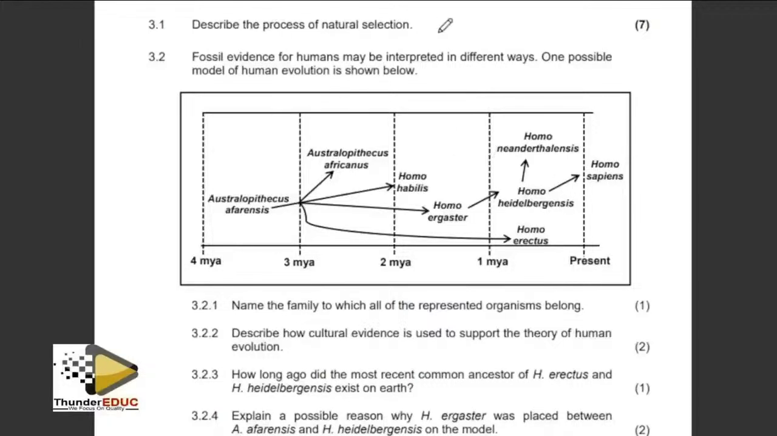Describe the process of natural selection. Now you see this one, you just explain. Now I explained it. You don't use any example, okay? Yes. Okay. Now name. How many genera are indicated here?